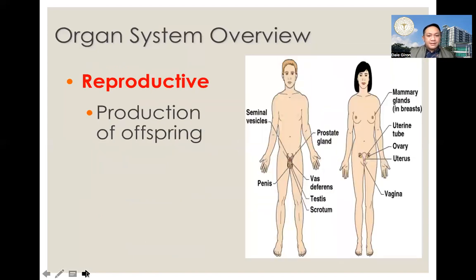Okay? Reproductive system, meaning production of offspring, and it involves your male and female reproductive organs. Okay, this will be a topic in your finals.